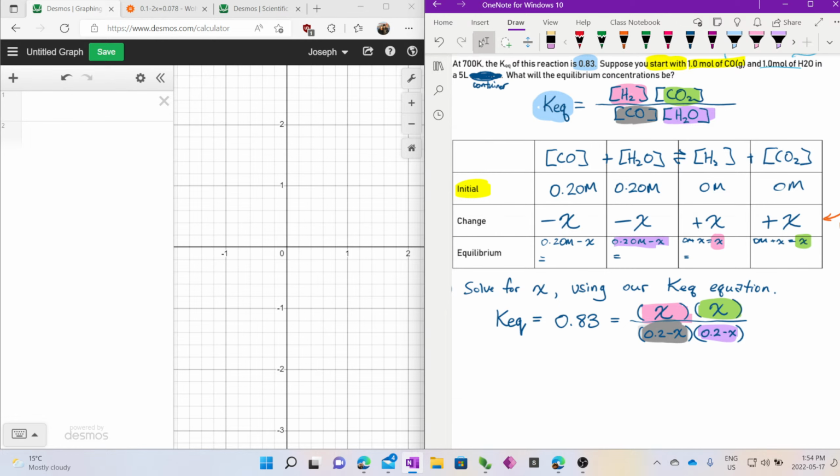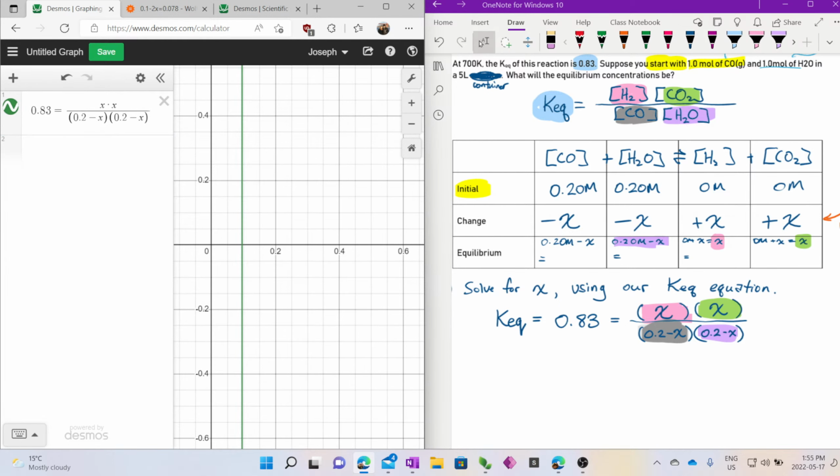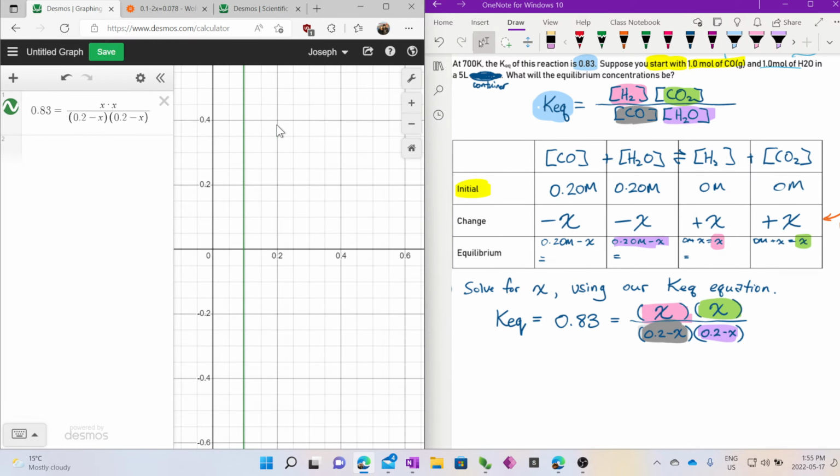So listen, I'm going to show you the algebra in a moment. But first, set it up. 0.83 equals, make a fraction, x times x, divided by 0.2 minus x times 0.2 minus x. And it will give you the only possible answer. How many possible answers are there? Just one. And you know what's beautiful? See this green line? This green line is what x equals. And I can just click it and I can see what x equals. But I do want to show you the algebra.